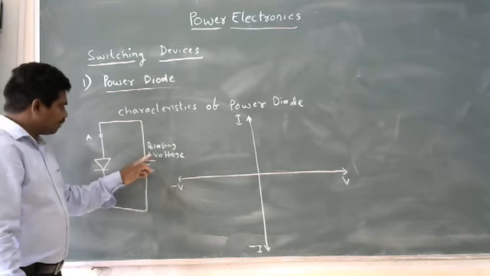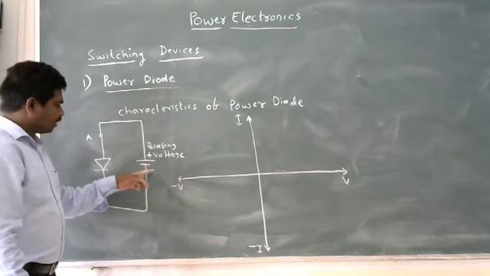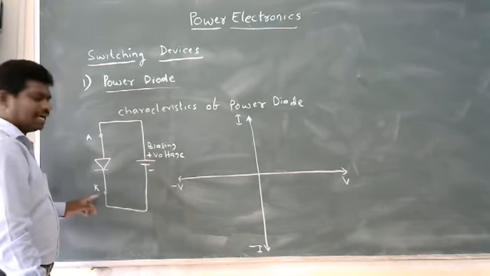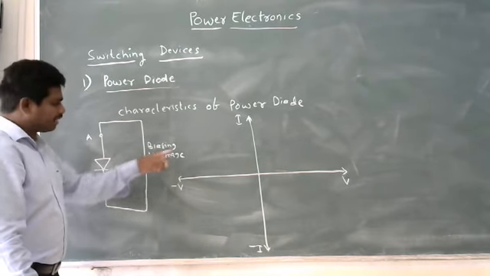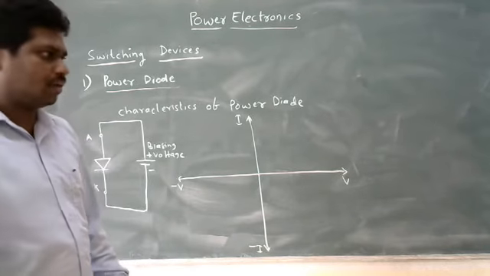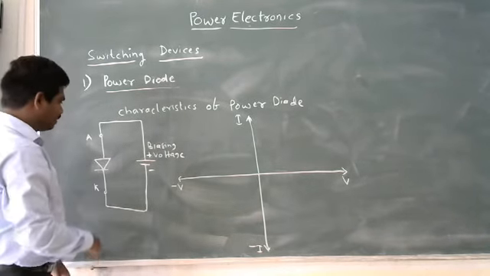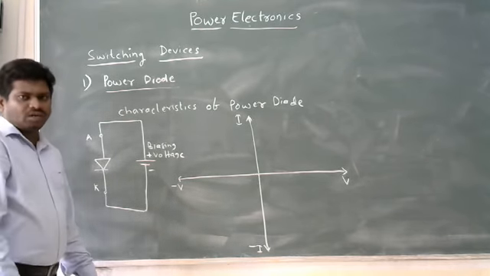The positive of the battery is connected to the anode of the device, and the negative of the battery is connected to the cathode of the device. This type of biasing is called forward bias. In this case, what happened? There exists only one junction.